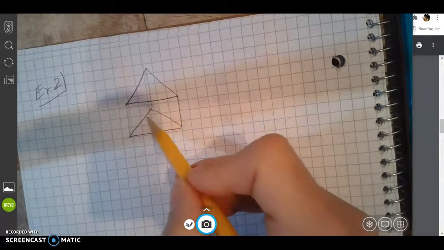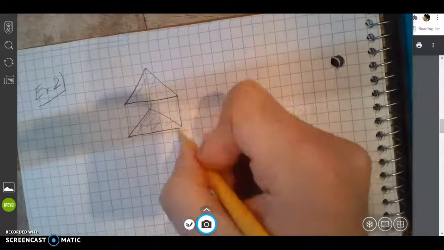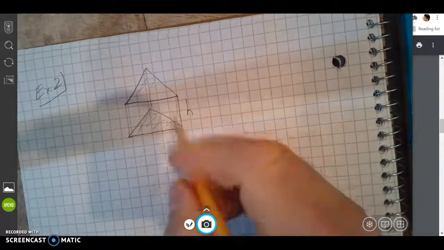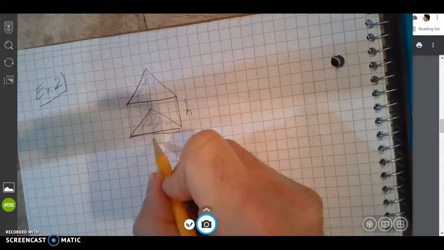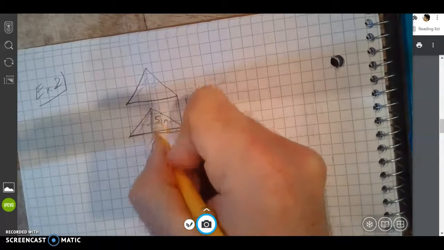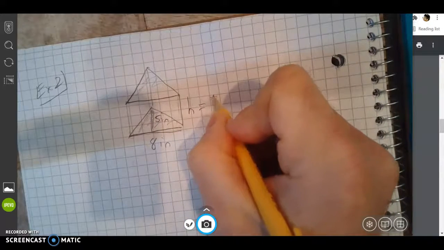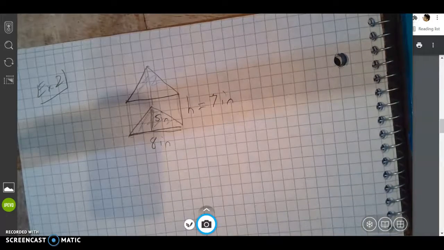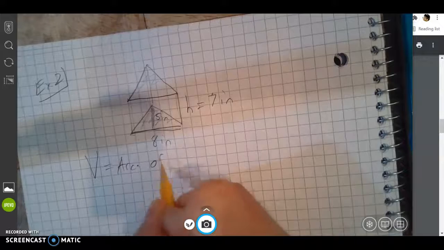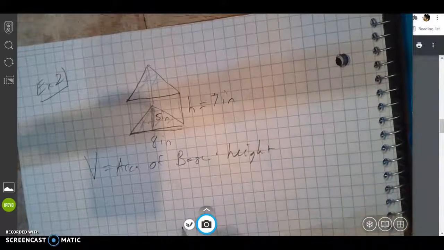And here is the base, right? Here is the base, and this is the height, or the length, it doesn't matter. So that's the height. Let's say this is 8 inches, and this is 5 inches right here. And then this height is, let's say, 7 inches. So the volume of a rectangular prism is area of the base times the height, like that.